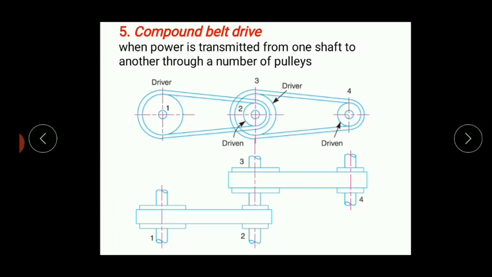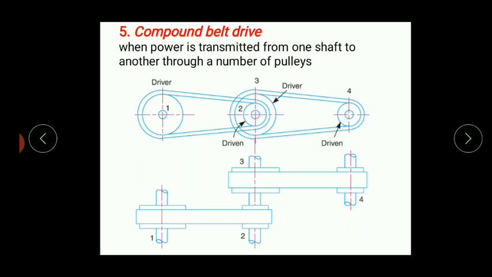Compound belt drive. When the power is transmitted from one shaft to the other shaft through a number of pulleys, this type of arrangement is called a compound belt drive. So in many cases this can be used.